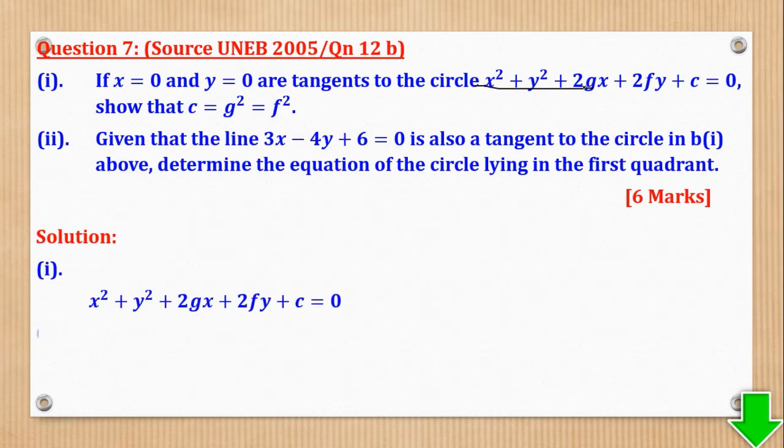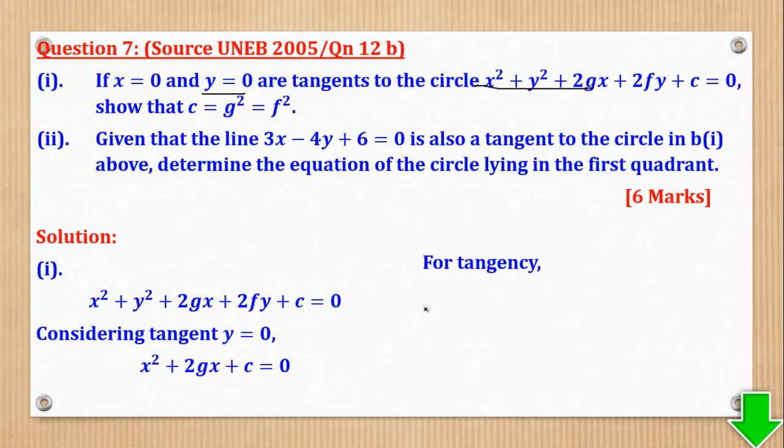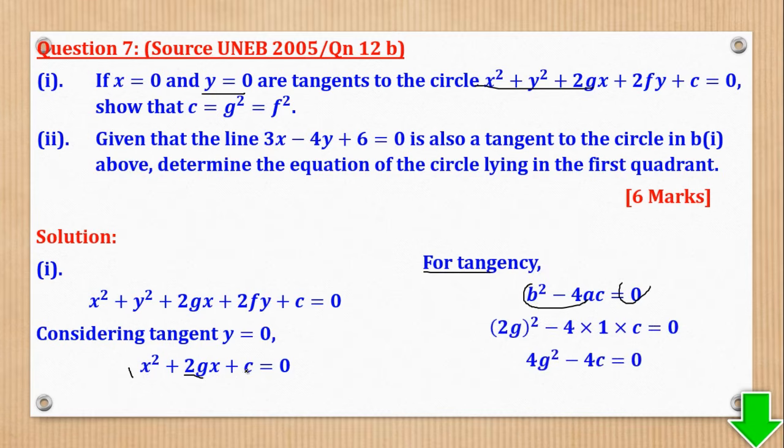So that is the given equation of the circle. So considering the tangent y equal to 0, it implies that where there is y, put 0 to come up with that. Then from there we shall see that for a tangent, the discriminant must be equal to 0. So substitute for b as this, a is 1 and c is c. Therefore you will come up with that. Therefore c is equal to g squared. Call it equation 1. So that was for the tangent y equal to 0.